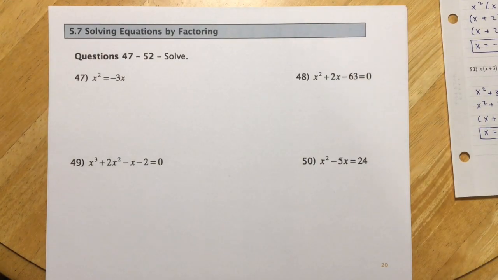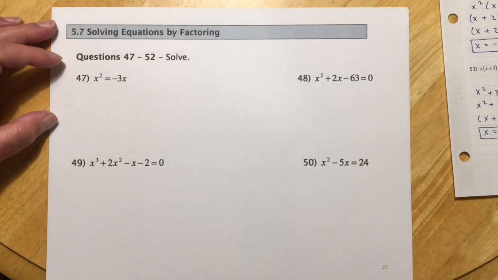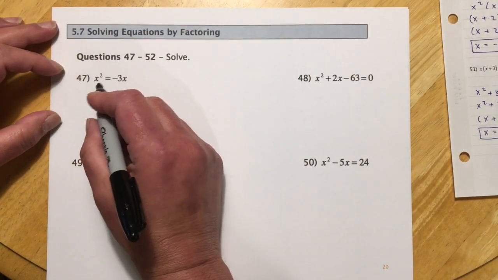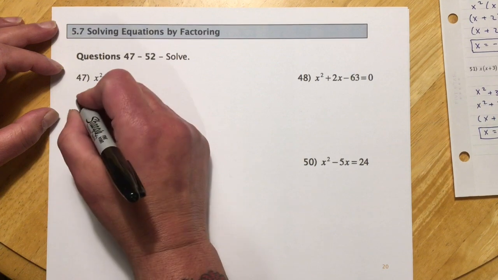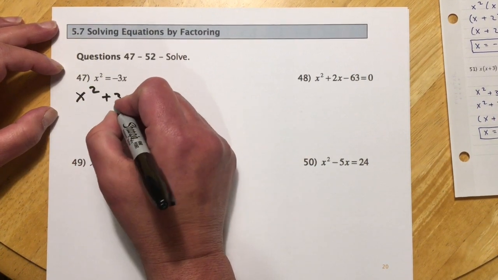Okay, last section, 5.7 was then solving quadratics using factoring. And next quarter we'll find there's a couple more ways of solving quadratics when they don't factor. So for this, we're going to bring the 3x over. So I'm just adding 3x to both sides.